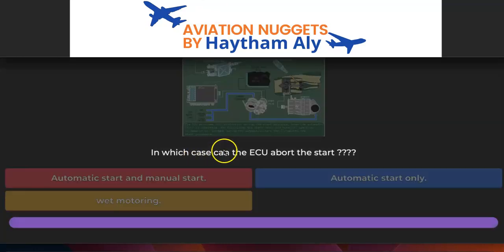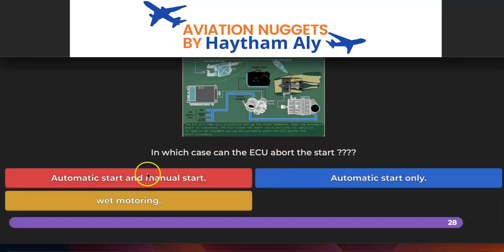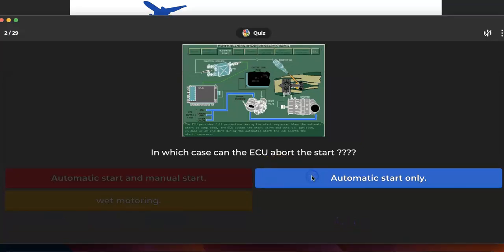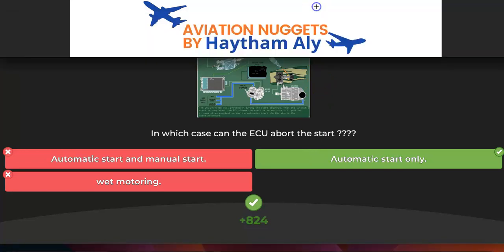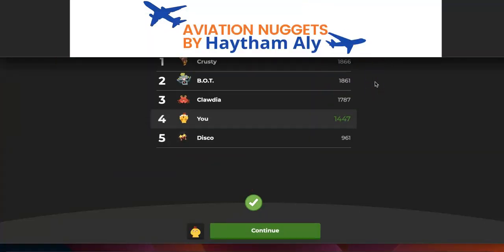In which case can the ECU abort the start? Automatic start and manual start, automatic start only, wet motoring. The EEC can abort the start in an automatic start. In case of manual start, only some critical fault like EGT over limit, or stall, maybe the EEC can abort. But in many other cases, only on automatic engine start, the EEC can abort the starting sequence.